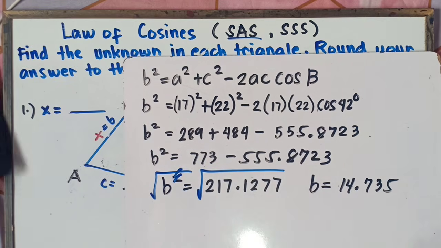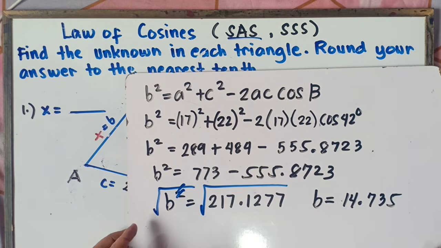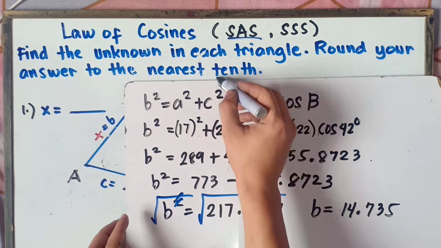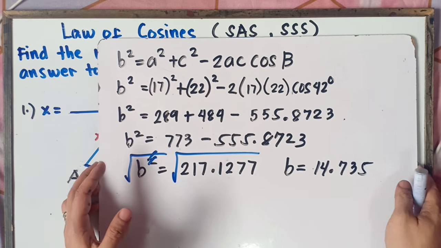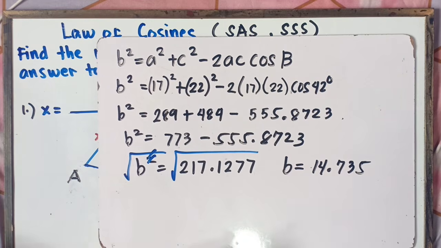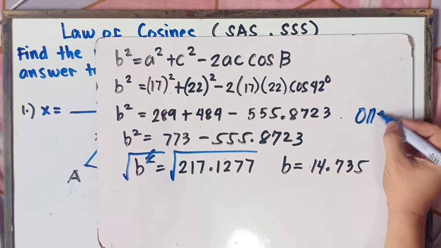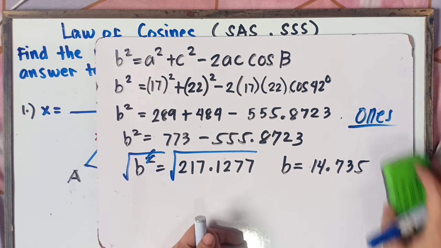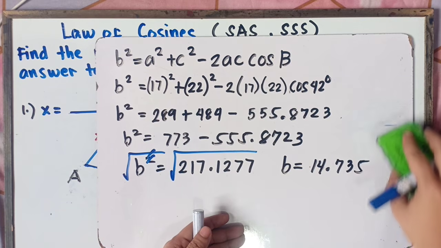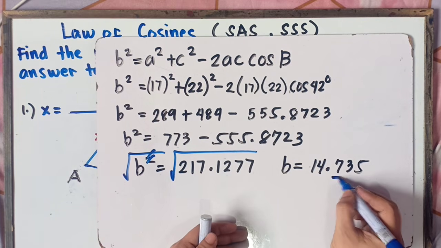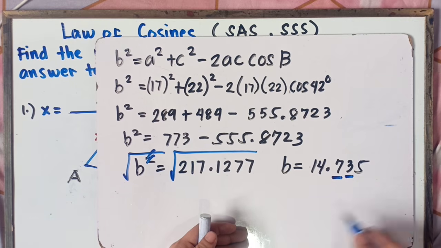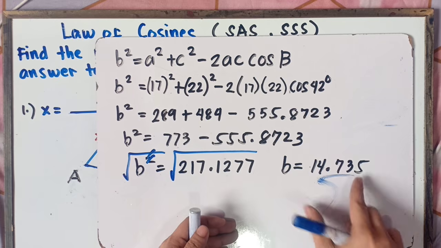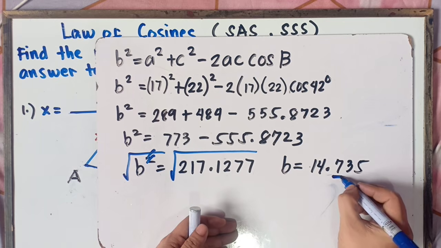Once again, class, we're told to round off the answer to the nearest tenth. In decimals, the place values don't have ones. You start with tenths, then hundredths, and then thousandths. So therefore, tenths will be here.